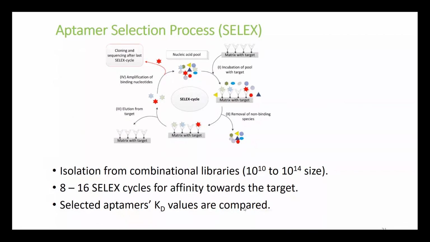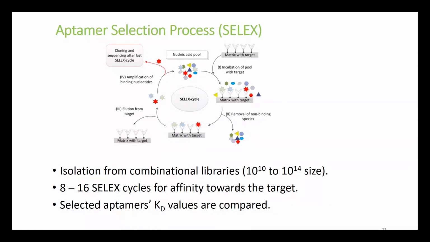So we are trying to use them to make our sensing system more effective. This is the synthetic aptamer selection process. This is an in vitro process. So in this part, I will just briefly give an introduction to this.